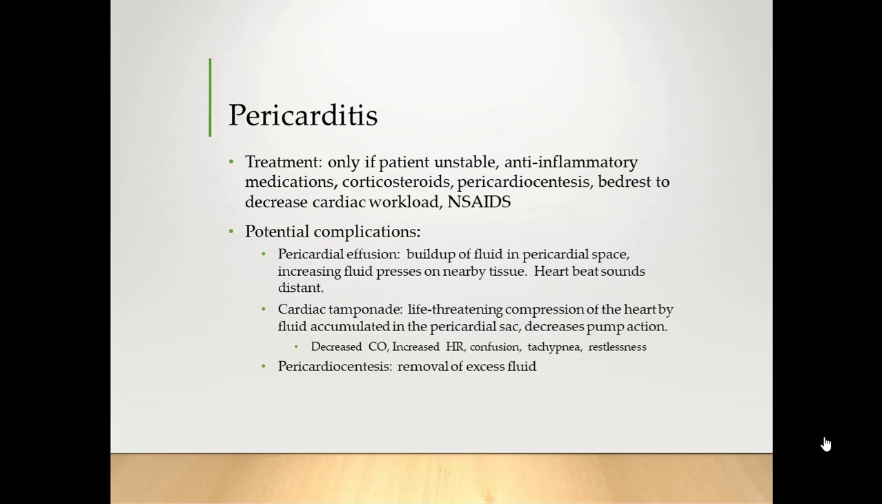So basically, when there's all this fluid building up in that pericardial space between the heart and the pericardium, it's compressing the heart, and the heart isn't able to pump correctly, so it's just going to get mad and do whatever it pleases. So obviously, we're going to see decreased cardiac output, increased heart rate. Not that it's effectively beating, but there will be an increased heart rate. They might be confused. They're going to have fast breathing, and they're going to be restless or anxious.